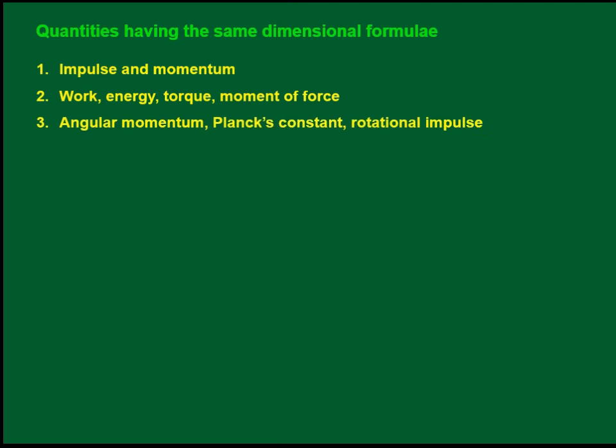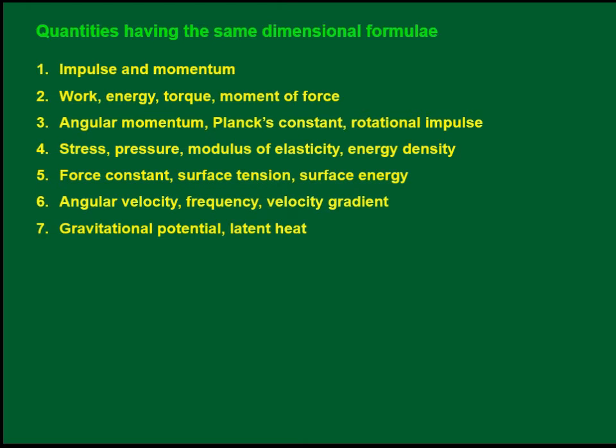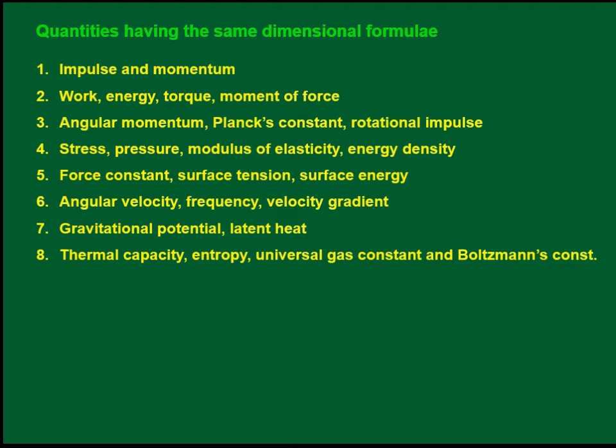Angular velocity, frequency, and velocity gradient all have the same formula. Gravitational potential and latent heat have the same dimensional formula. Thermal capacity, entropy, universal gas constant, and Boltzmann constant have the same dimensional formula. Force and thrust have the same dimensional formula. Power and luminous flux have the same dimensional formula. So these are some of the quantities having the same type of dimensional formula. Now let us see what their dimensional formulas are.